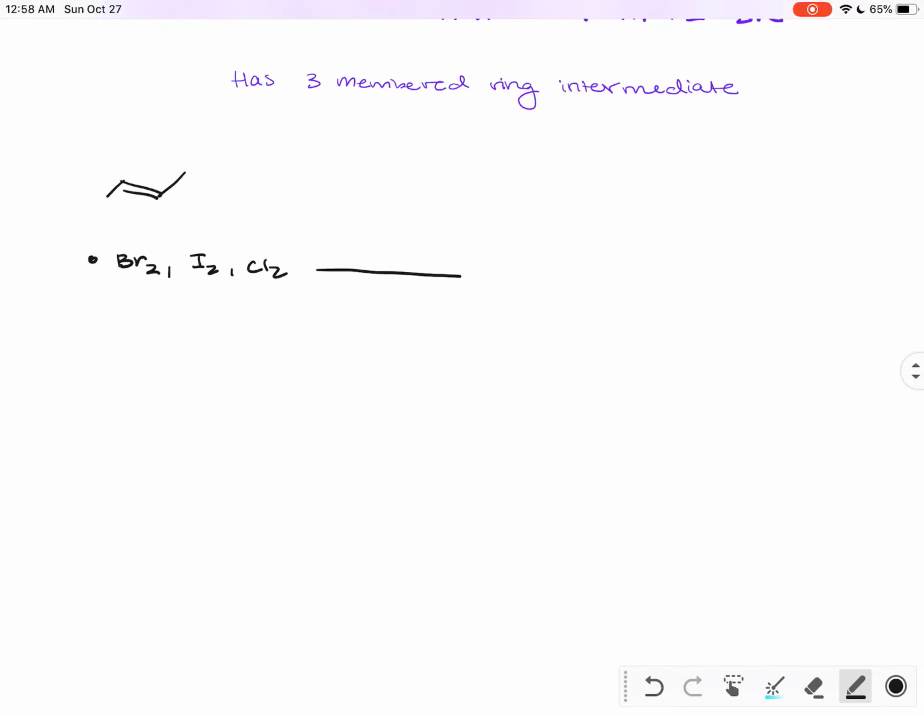So if we react butene and Br2 together, we'll get something like this, where we have the one bromine going towards us and one coming away, and we'll also get its enantiomer.